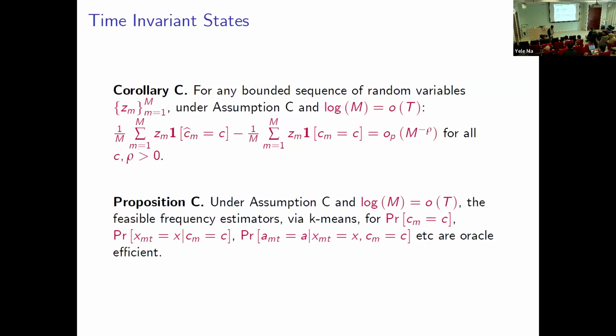Right, number of markets and number of periods. So M and T need to go to infinity here. Well, you see, T doesn't need to go to infinity faster, right? So log M is little o of T. Therefore, M can go to infinity much faster, but the log of M can be slower than T.